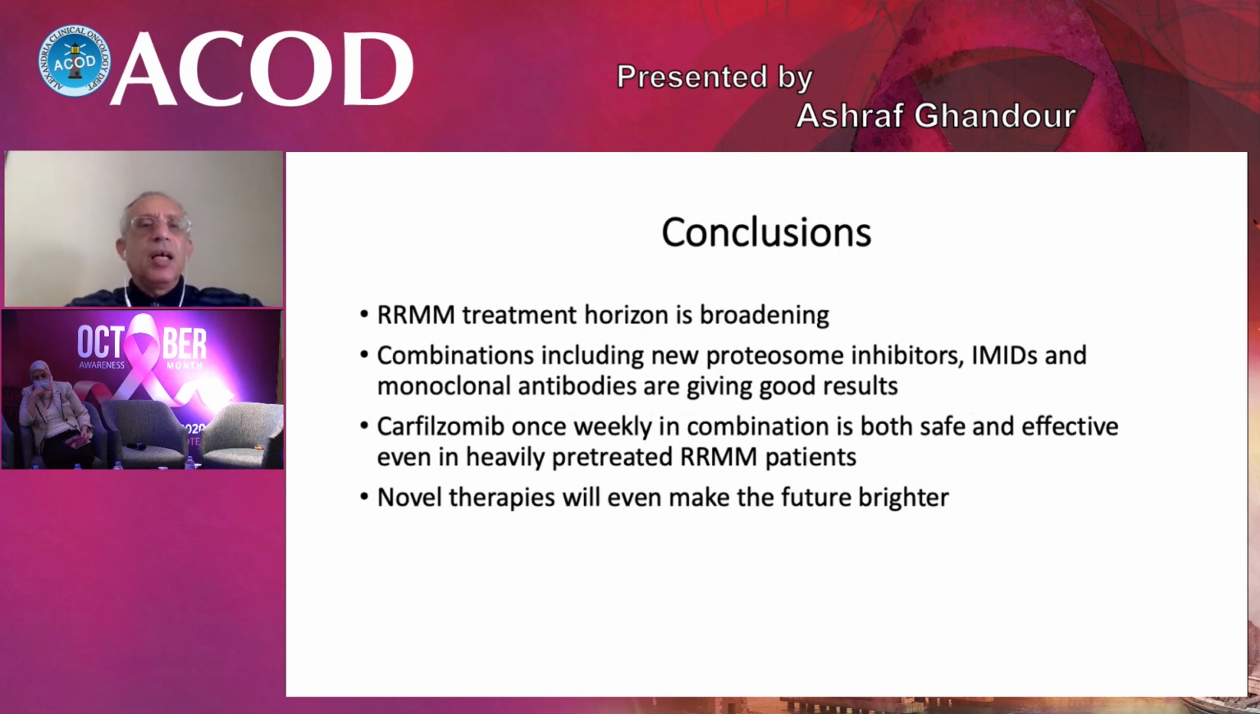So, lastly, we can conclude that the relapsed refractory multiple myeloma treatment horizon is broadening. Until 2004, we had just a few treatments. Now we have many, maybe up to 20 types or lines of treatment, or new drugs. Combinations including new proteasome inhibitors, IMiDs, and monoclonal antibodies are giving good results. So combination is very important. Don't use two drugs in the upfront setting; we should use three drugs, and even in relapse, three or four drugs.